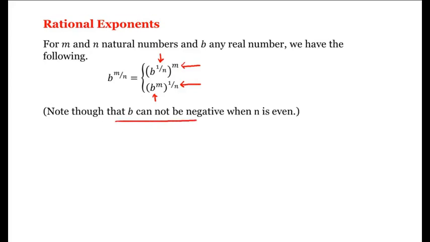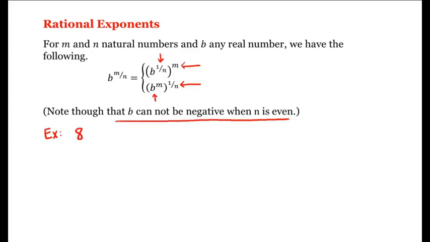However, note that b cannot be negative when n is even. Otherwise, we'd be taking the even root of a negative number, and we know we cannot do that. So when are we going to use the first method, and when are we going to use the second? Let's see an example.